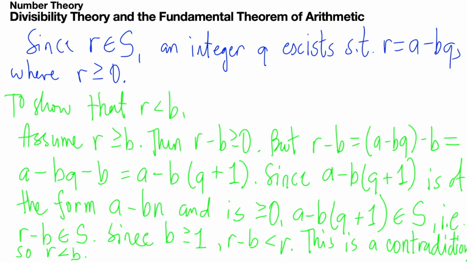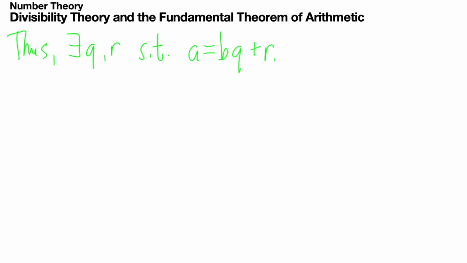Thus, to end this part of the proof, there exist some integers Q and R such that A equals B times Q plus R, where we have now completed the inequality: R is strictly less than B and greater than or equal to 0. So that ends our existence proof.